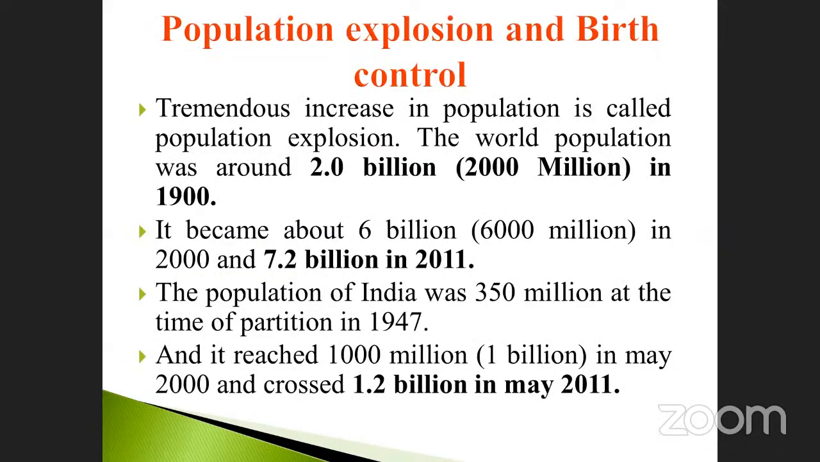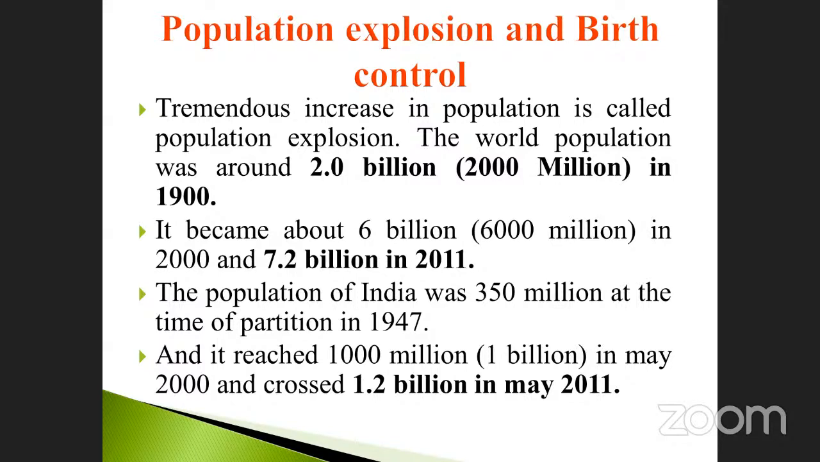And then the next one is population explosion and birth control. Here we have to discuss population explosion and some of the birth control. The remaining things you have to go through in the book, then only you will get the ideas. Okay, so first, population explosion. The tremendous increase in population is called population explosion. Already I told you, from 1950 to 1980 how many billions of people increased. Here we have to discuss it one by one.